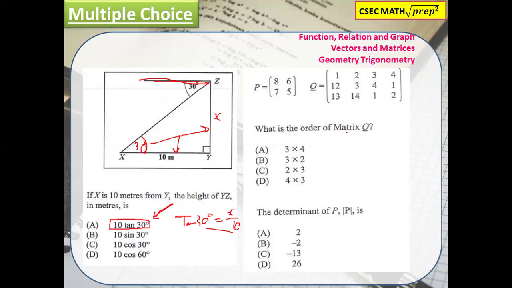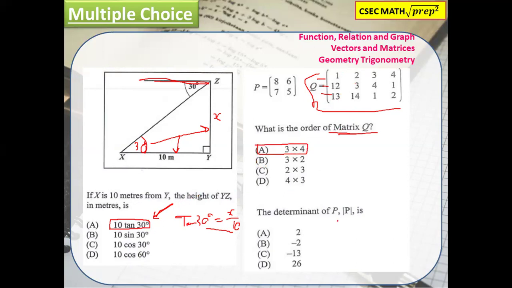Or what's the order of matrix Q? Matrix Q is this huge matrix here. And the order is the same thing as just writing down the dimensions, which is 3 rows and 4 columns. So that's row by column. That's it.